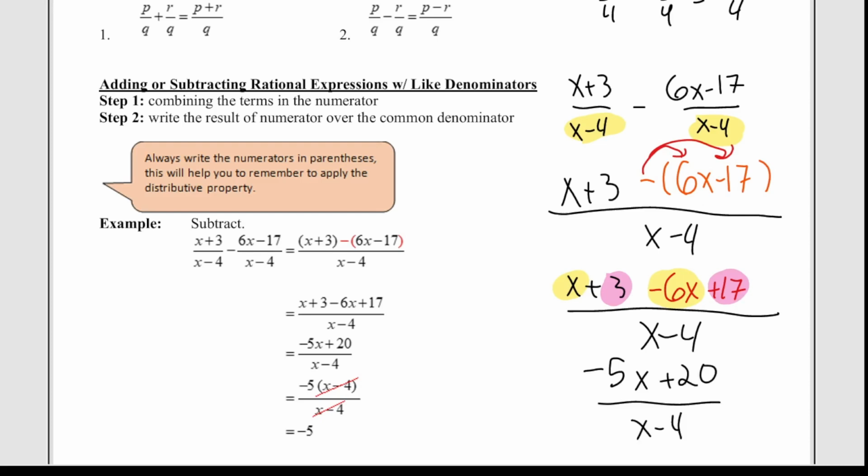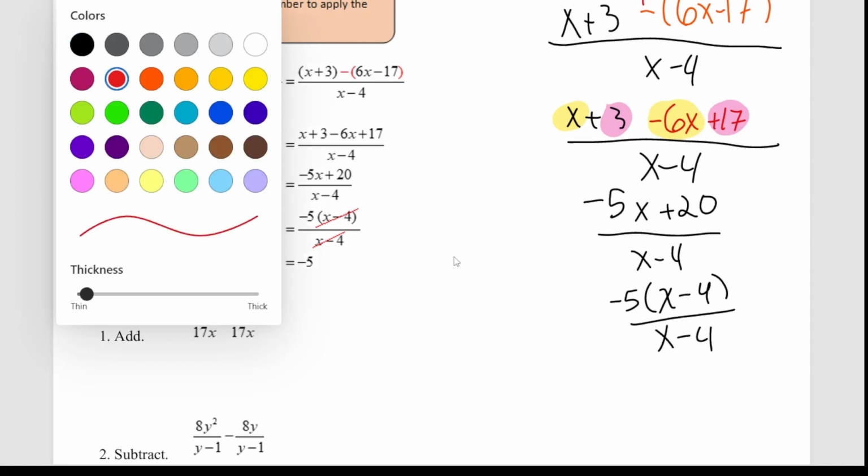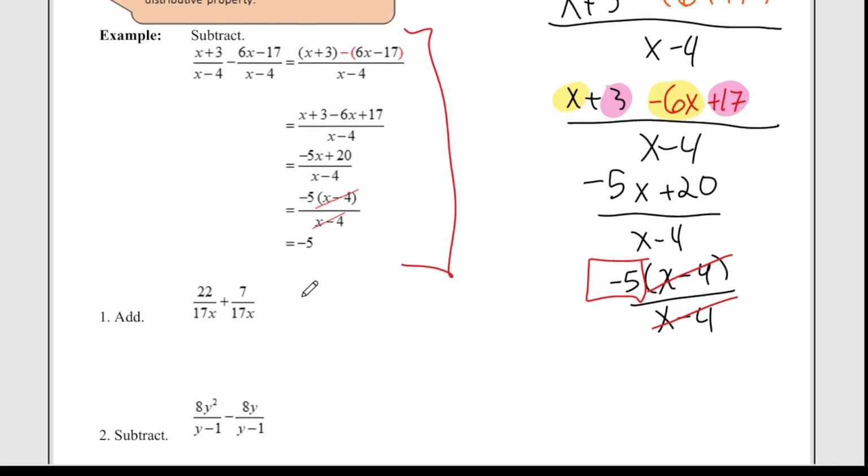Now, once you get to this stage, it would be very tempting to call it done. However, if there is a greatest common factor still within that numerator or within that denominator, you want to factor that out. So in the numerator in particular, negative 5 is a greatest common factor. Negative 5x divided by negative 5 gets us positive x. Positive 20 divided by negative 5 gets us negative 4. And now we have x minus 4 divided by x minus 4, which is going to cancel to make 1, and our final answer would simply be negative 5. And that is written a little bit more explicitly in math type here.